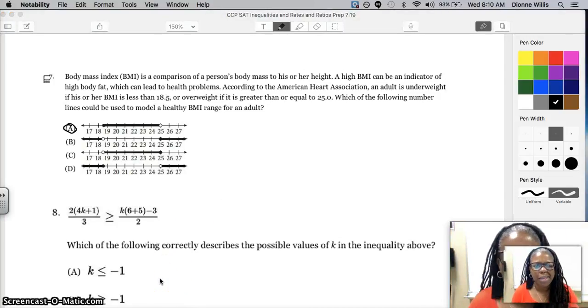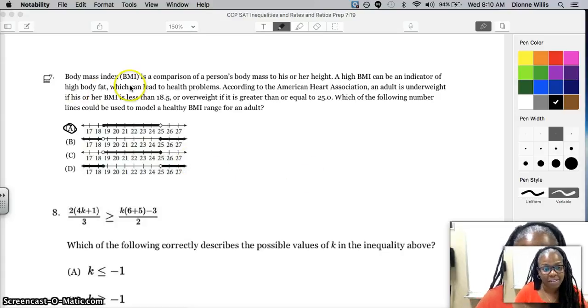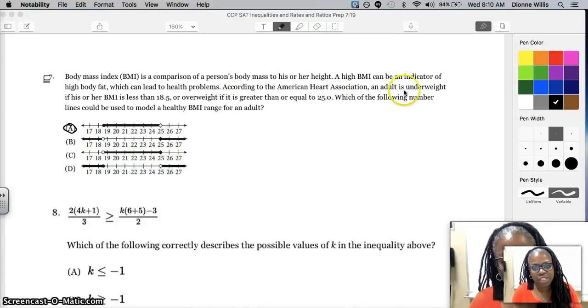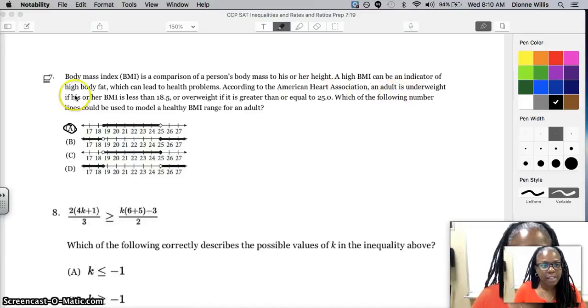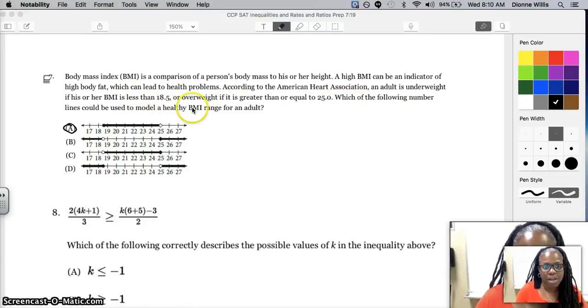So here we have: a high BMI can be an indicator of high body fat, which can lead to health problems. According to the American Heart Association, an adult is underweight if the BMI is less than 18.5, or overweight if it is greater than 25.0. Which of the following number lines could be used to model a healthy person?